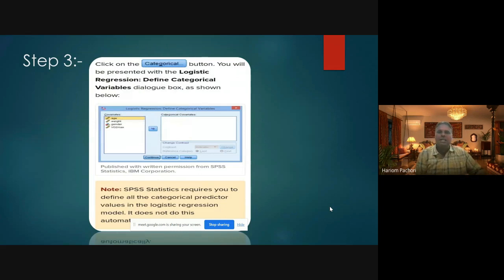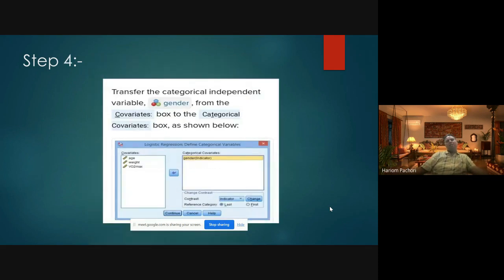So if your data has a categorical independent variable, then what to do? Click on the Categories button. You will be presented with the logistic regression define categorical variables dialog box as shown below. Note, SPSS Statistics requires you to define all the categorical predictors in the logistic regression model. It does not do automatic coding. Step 4, transfer the categorical independent variable, like gender, below.